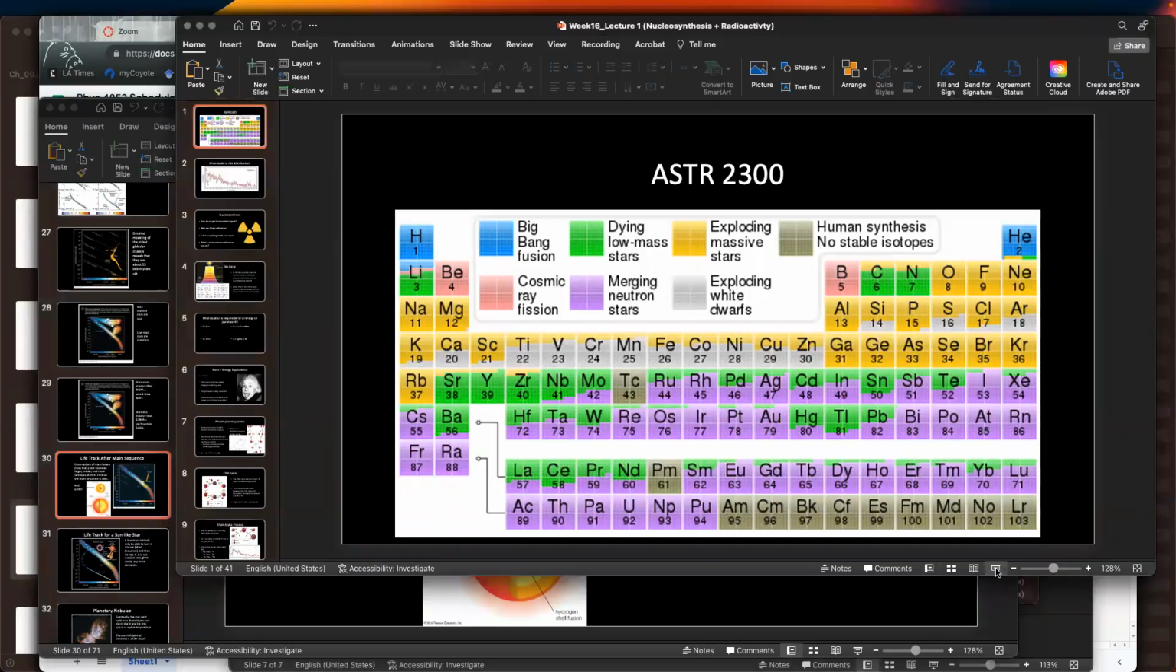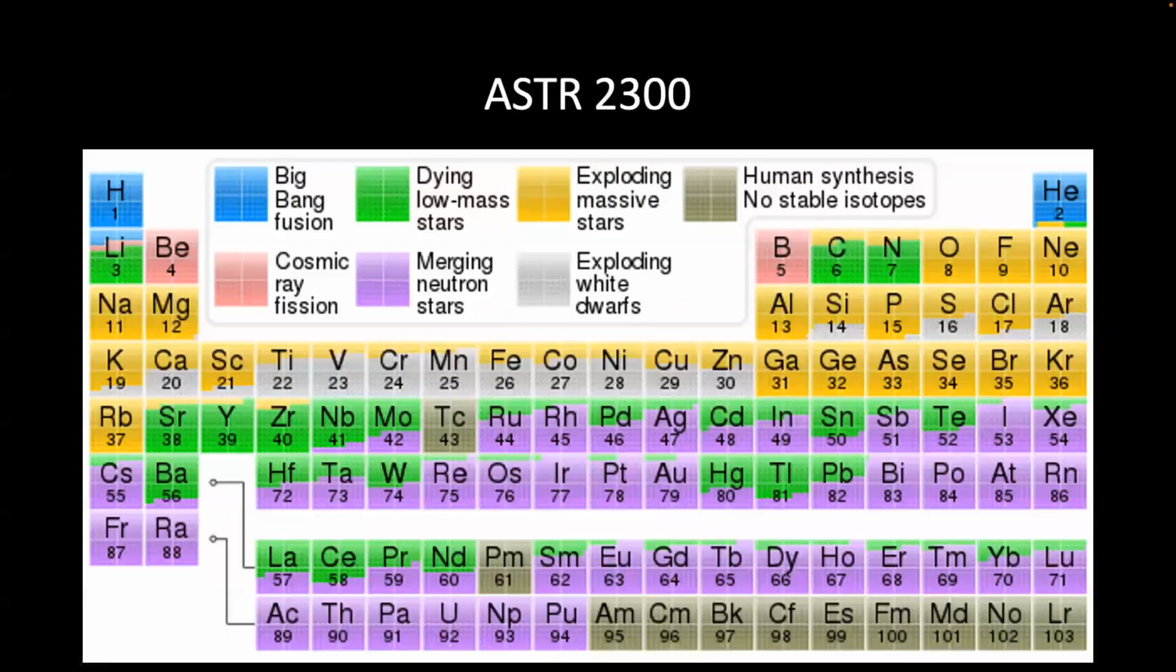So here's the, what is that called? Table of elements? Periodic table. Okay. This is where you make it. These are the different colors. So hydrogen was made in the beginning. Helium is made over here in the beginning. Okay. And a very small fraction is currently being made in dying low mass stars and exploding massive stars. Okay. Most of the helium in the universe by weight was made in the Big Bang.